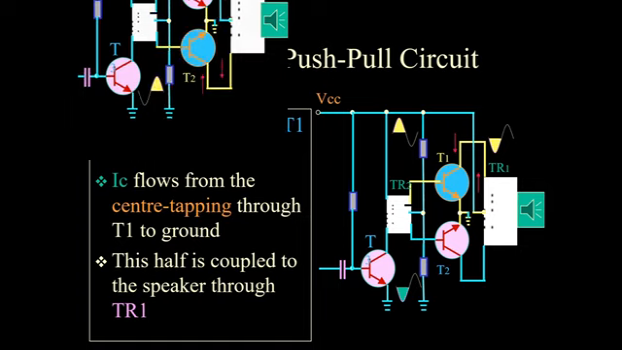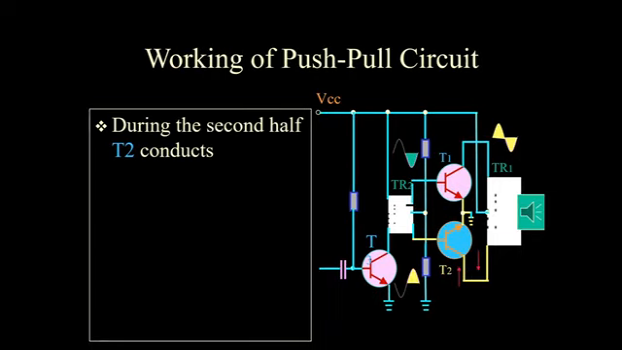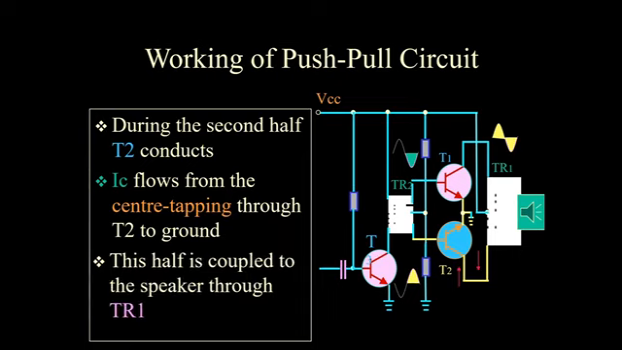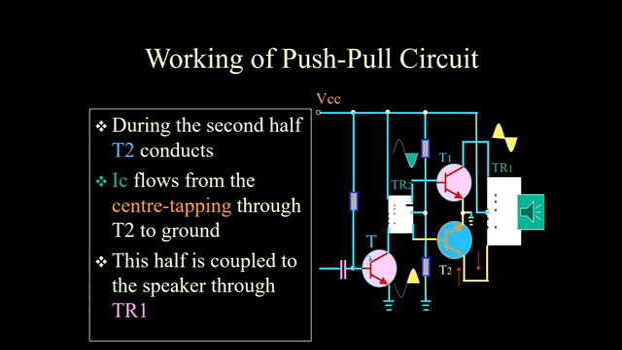During the second half of the signal, transistor T2 starts conducting. The IC current flows from the center tapping through T2 to ground. So this half is coupled to the speaker through the transformer TR1.